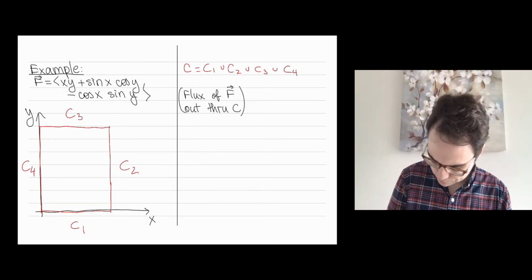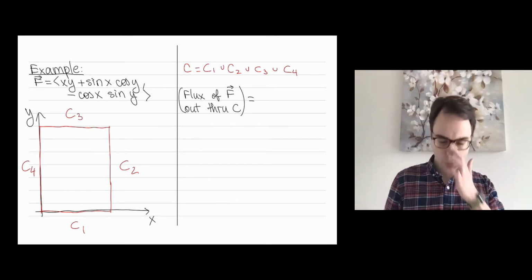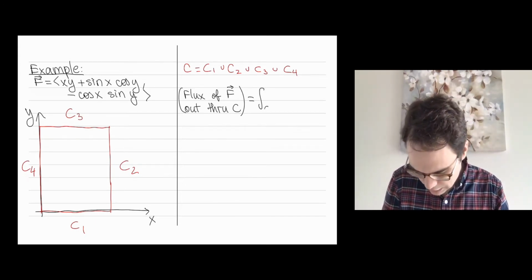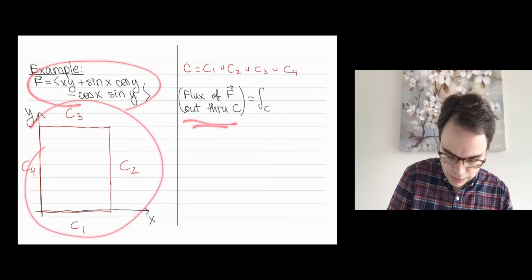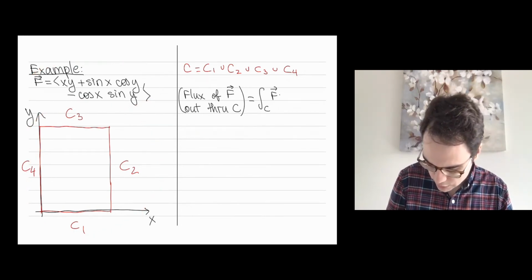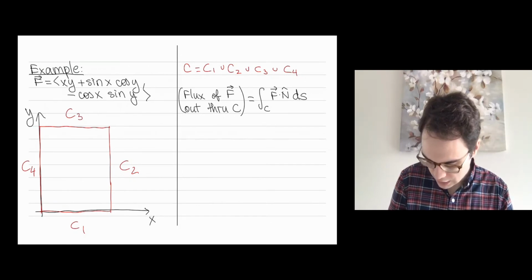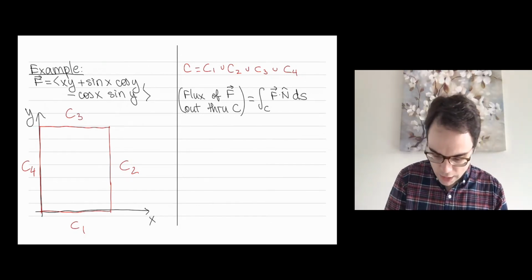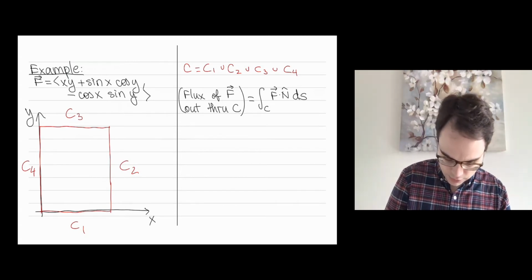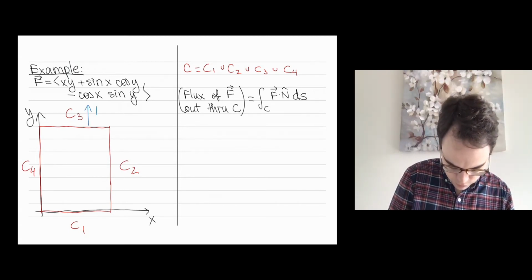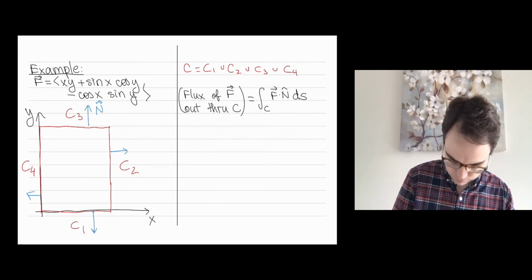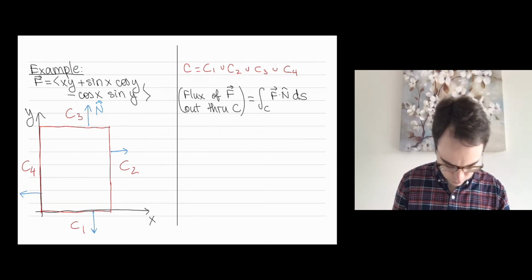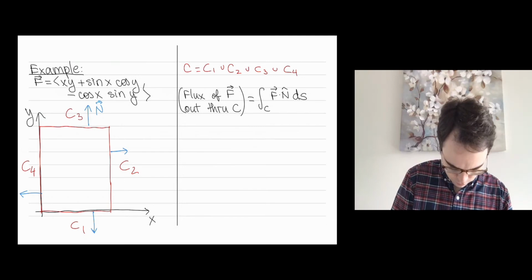Okay, so what is this? We wish to know the integral over C of, so we have the vector field and we have our curve, and we just want to compute this flux. This is just asking us for the integral of F dot n times ds throughout our curve C, where n is the outward normal. So here's n, here's n, here's n, and here's n on that side.